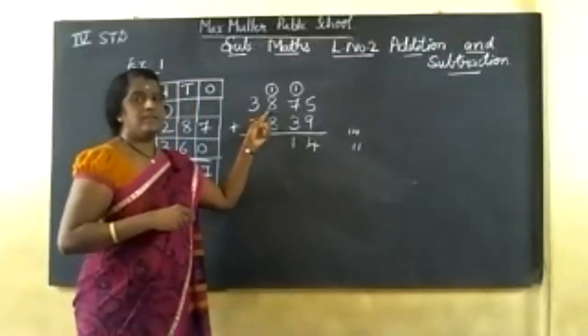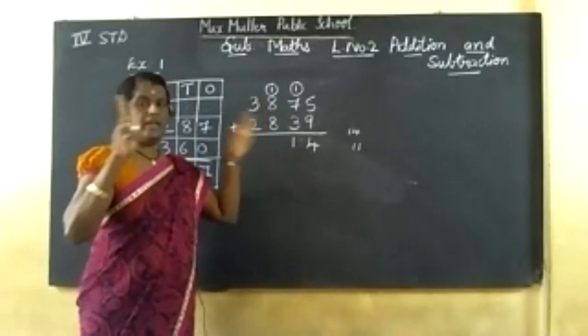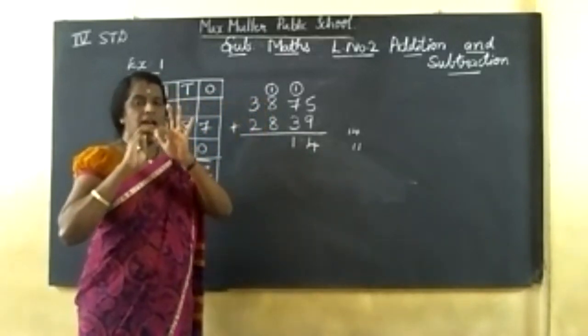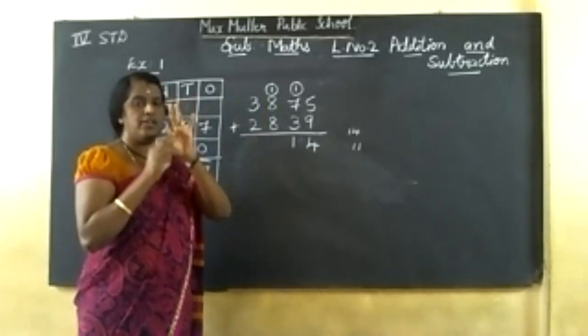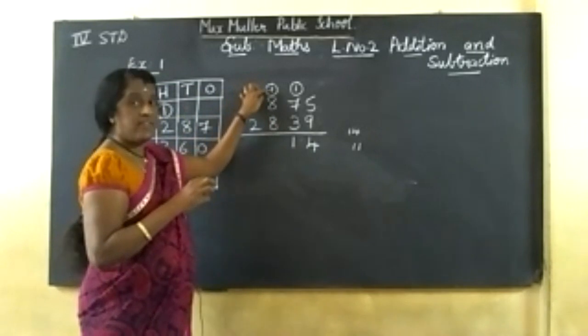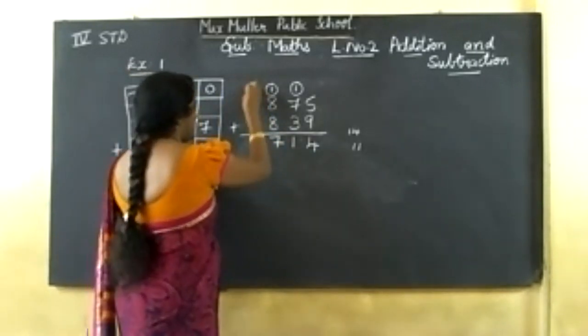8 in the mind, 8 on my fingers. After 8, 9, 10, 11, 12, 13, 14, 15, 16, 17. Plus 1, 17. 1 carry here.